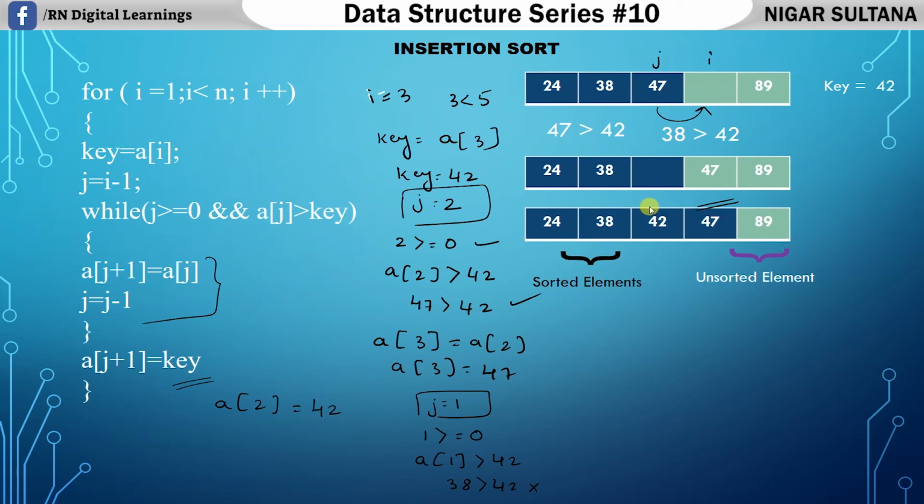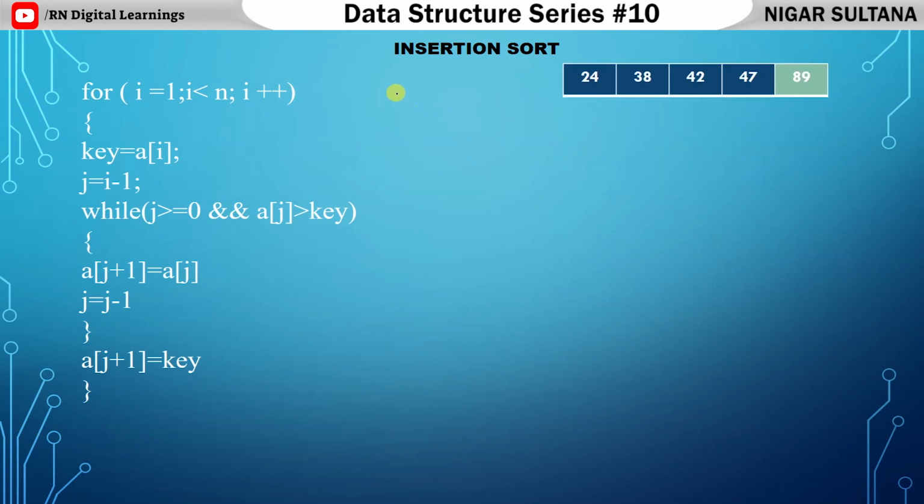Now, we have 4 elements as sorted elements, like 24, 38, 42 and 47. When I assign the value of key in the place of A of J plus 1, after doing this, we must increment the value of I. Now the I value becomes 4. Now 4 is lesser than 5. Yes, this is true. When this is true, assign the value of key. So this is my I and this is my J.